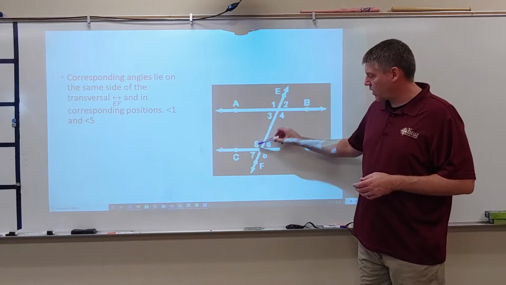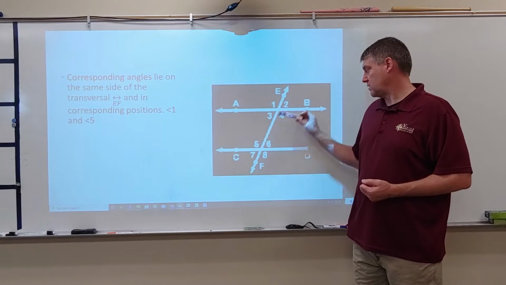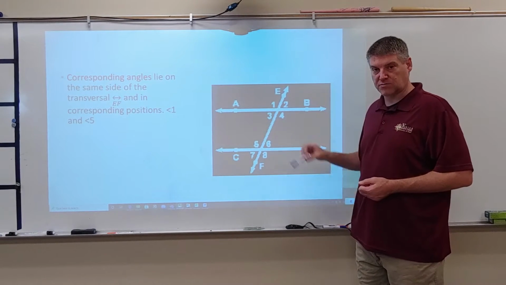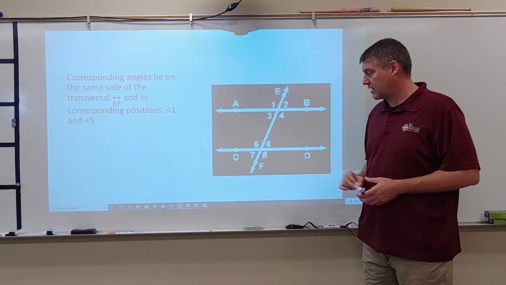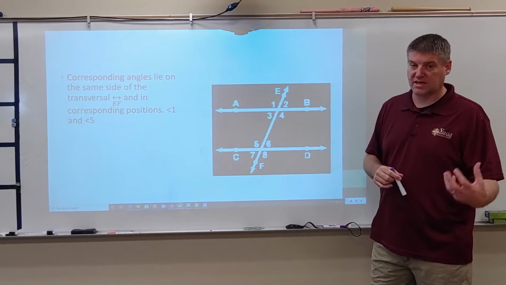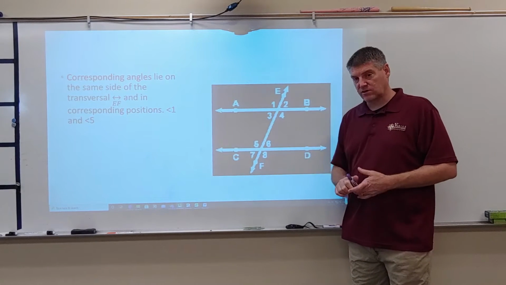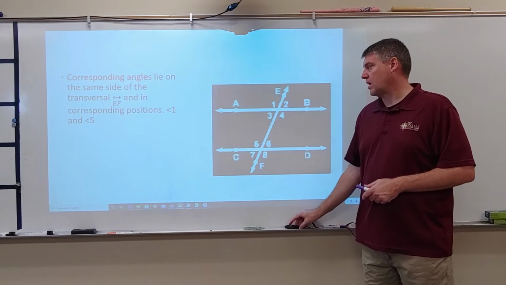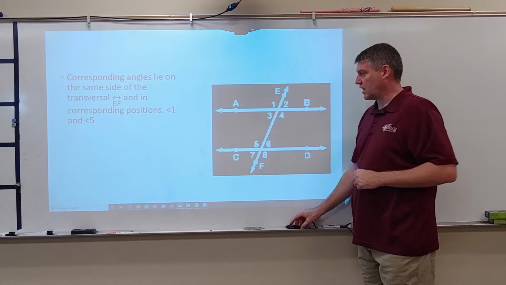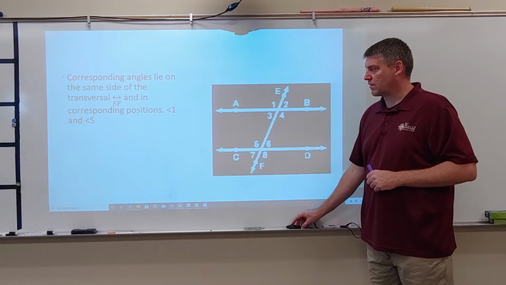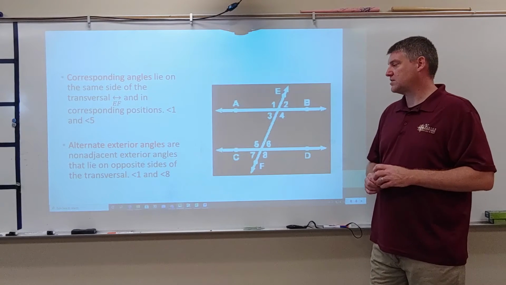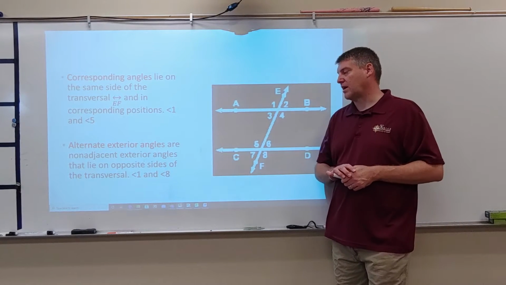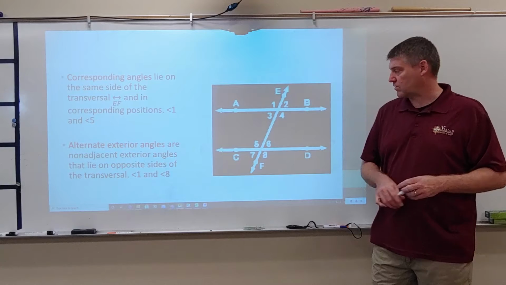Corresponding angles. Corresponding angles lie on the same side of the transversal, so EF here, and in corresponding positions. So here, 1 and 5 are corresponding. 2 and 6 are corresponding. 3 and 7 are corresponding. 4 and 8 are corresponding. So they have to lie on the same side of the transversal and the same side of their line that they're working with.